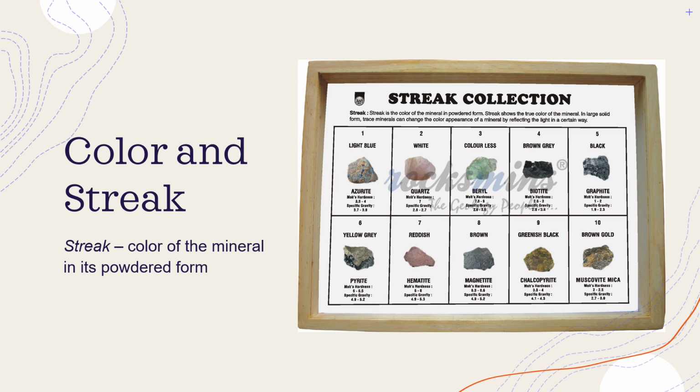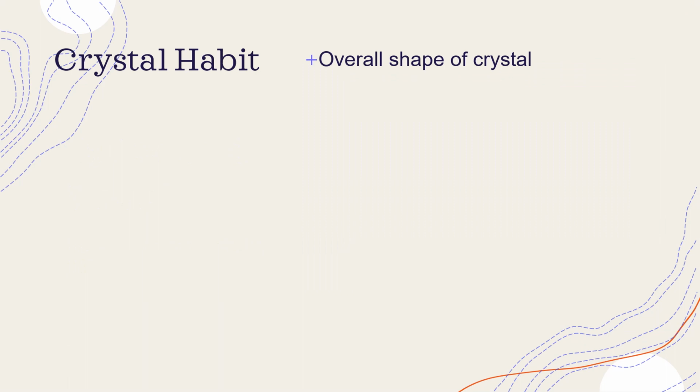of that mineral. Another example, here's number 8, we have magnetite. If we look into it, it appears gray. But if you do a streak test on it, you'll notice that the real color of that mineral is actually brown. Next, we have crystal habit.